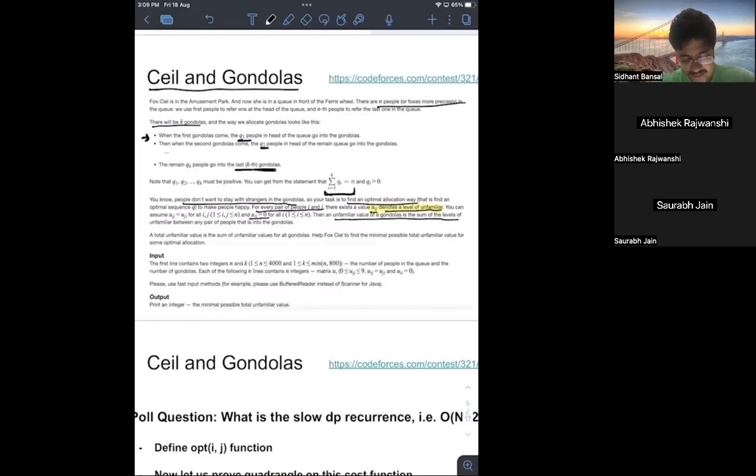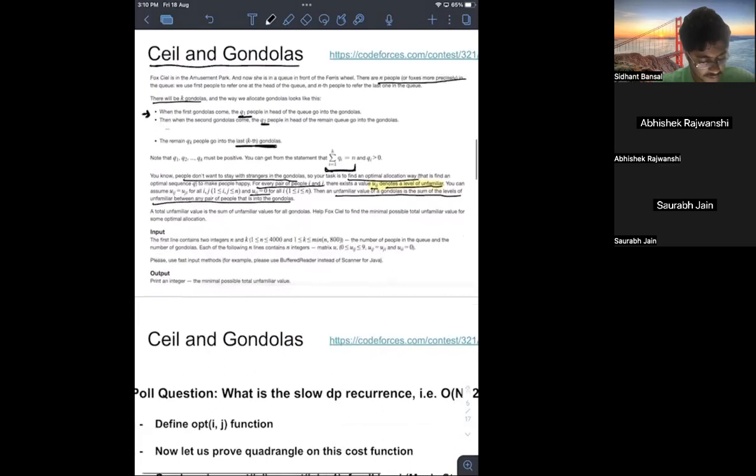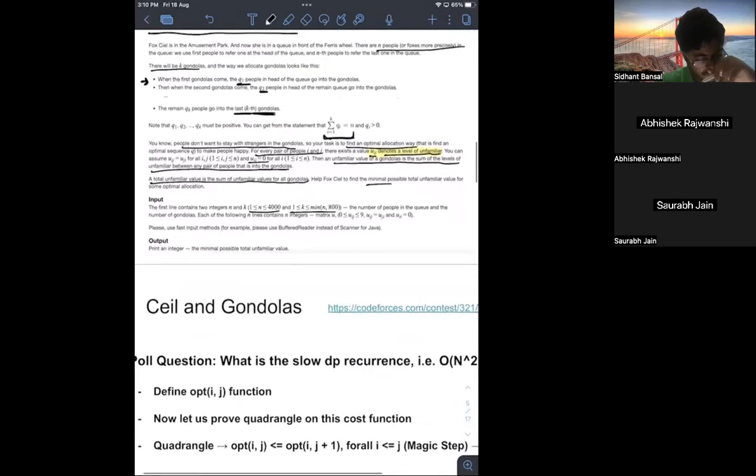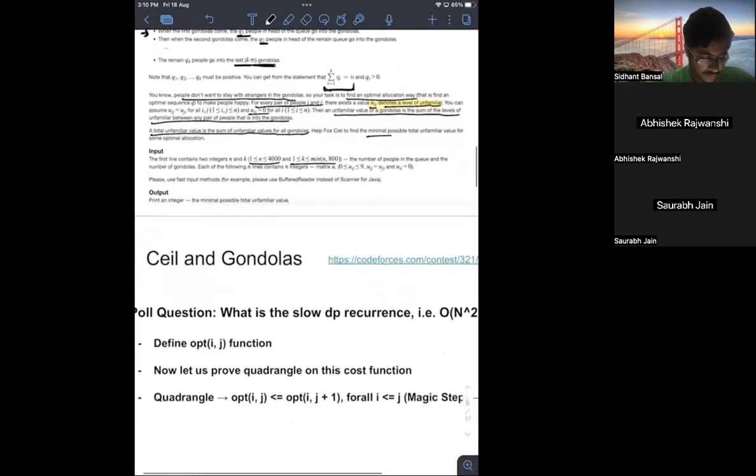Unfamiliarity of a gondola is the sum of all the unfamiliarities between every pair of people in that gondola. Make sense? Total unfamiliarity is the sum of all unfamiliarity over all the gondolas. You want to minimize this. N is 4,000. K is 800. The number of people in the queue, and so on.